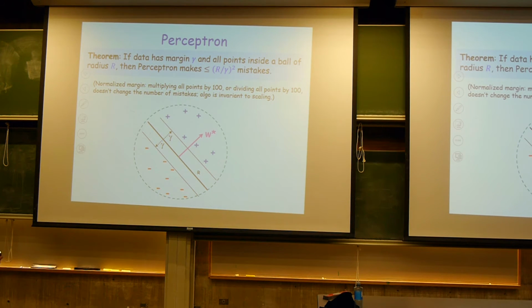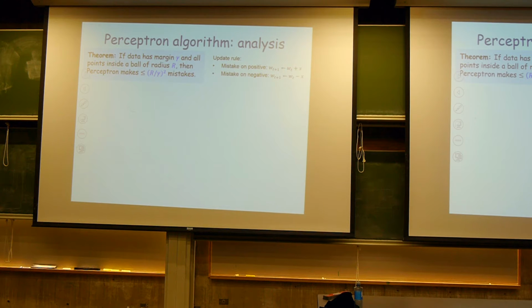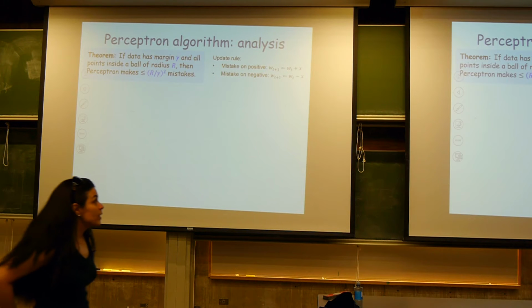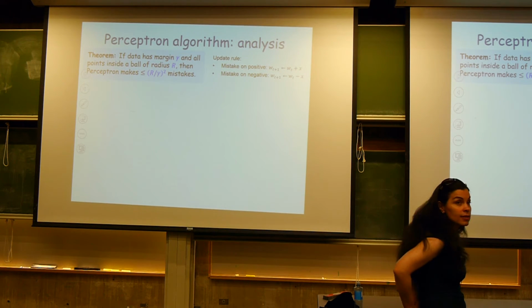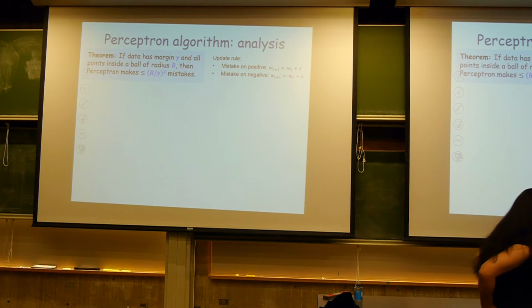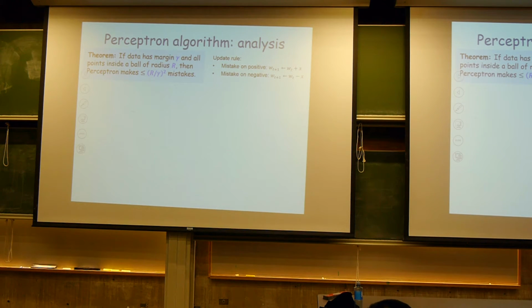Okay, cool. So what I want to prove is that if on my set S there is a separator that has margin gamma, and if all the points are inside the ball of radius R, then the Perceptron algorithm is never going to make more than R over gamma squared mistakes. Yeah? Just a quick comment. That's also assuming that it's linearly separable. I'm assuming linear separability, yes.